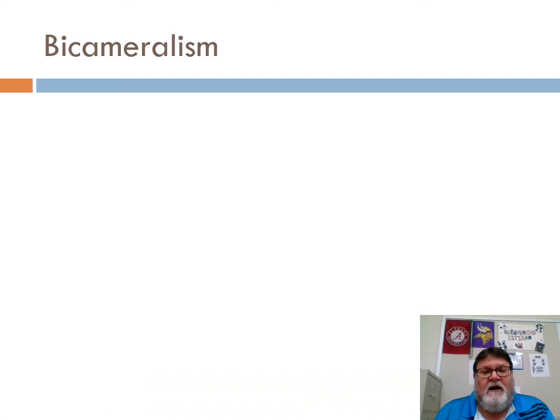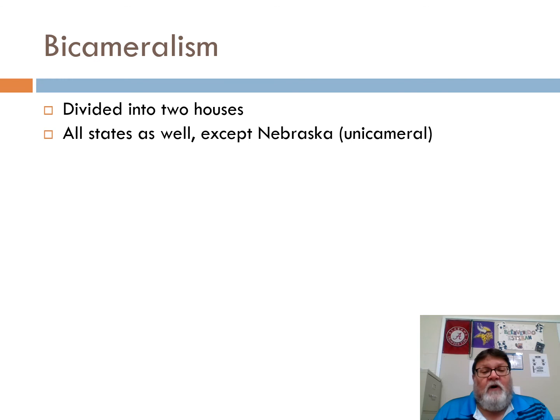Talking about Congress. First of all, we have to remember that we have a bicameral Congress, so that means two houses. Hopefully we know that. All states do have a bicameral legislature as well, except Nebraska. Nebraska has a unicameral legislature, so it's one house. They don't have a House and a Senate. They just have one body, a legislative body.